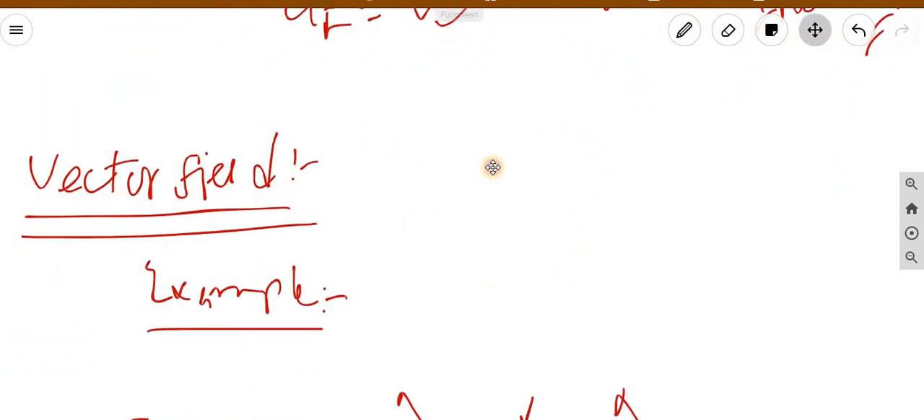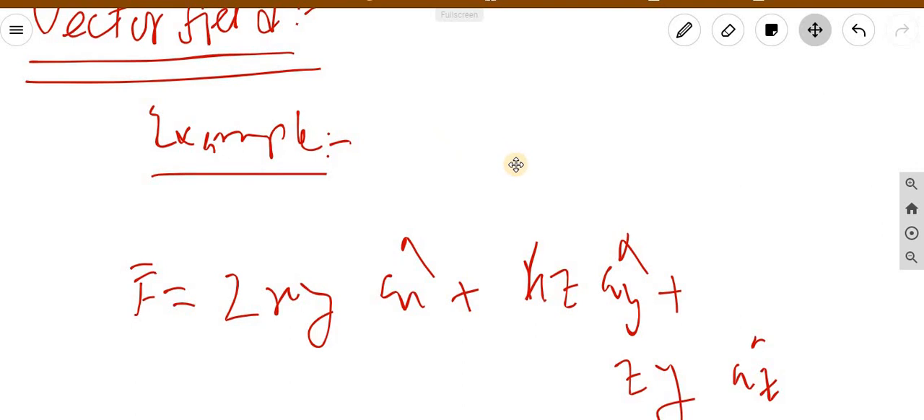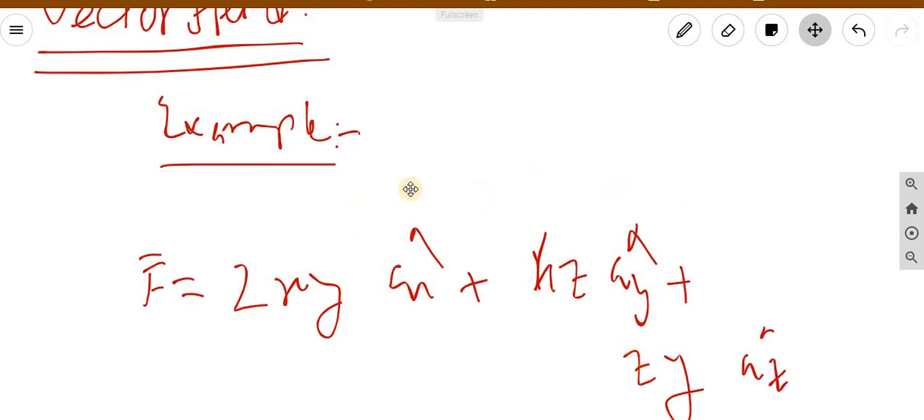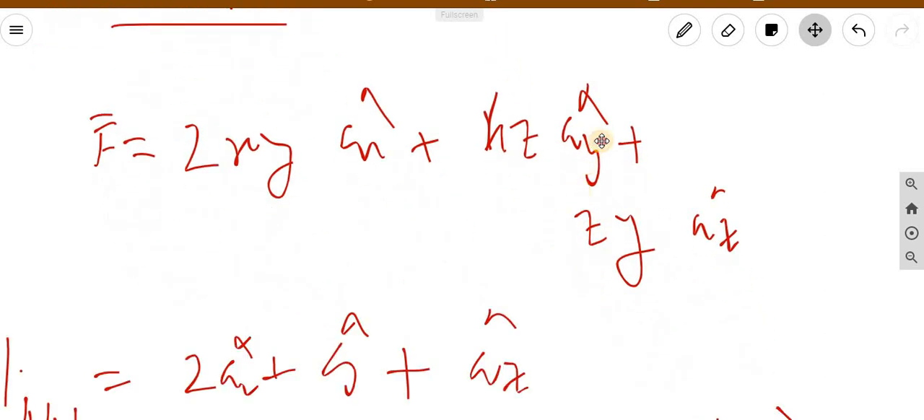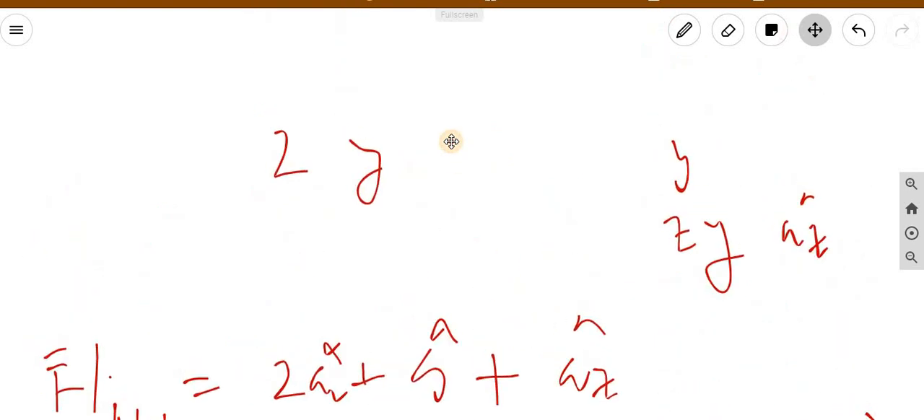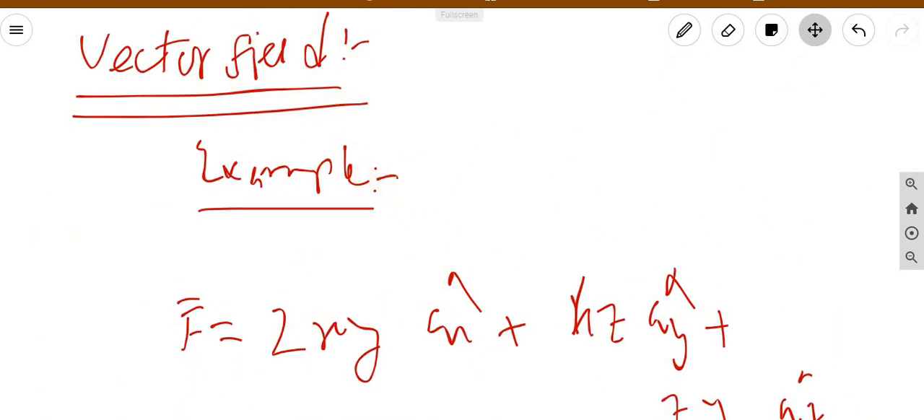Clear? Now the vector field. What is the vector field? Vector field is nothing but a function. A function is required because if the region and the position are changing, then its magnitude and its direction will be changing. Suppose I take an example to explain this concept. Why is this vector field required, and what is a vector field basically? Firstly, see that.